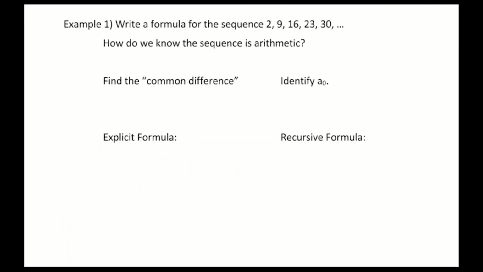Okay, here's example 1. Write a formula for the sequence 2, 9, 16, 23, 30, etc. The first part of this, we just talked about what an arithmetic sequence was, but in general, if I just give you a sequence like this, I'm usually not going to tell you it's arithmetic up front. So you want to be able to identify that it's arithmetic without me having to just spell it out for you. So the question here is, how do we know that it's arithmetic?